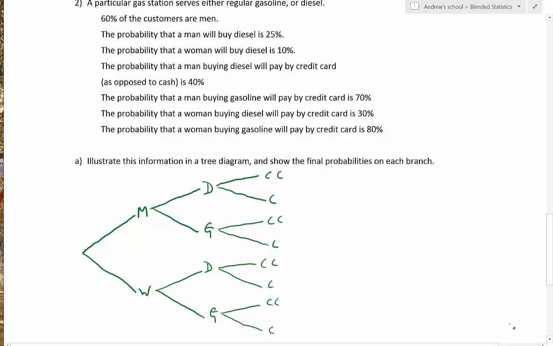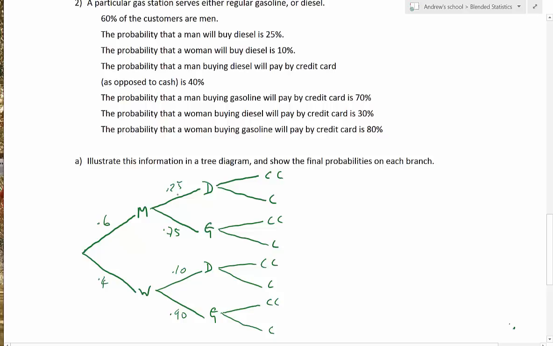If 60% of the customers are male, then obviously 40% of them are female. 25% of the men buy diesel, therefore 75% of the men buy gasoline. Similarly, if 10% of the women buy diesel, then 90% of the women buy gasoline.